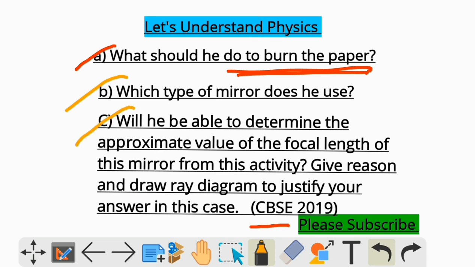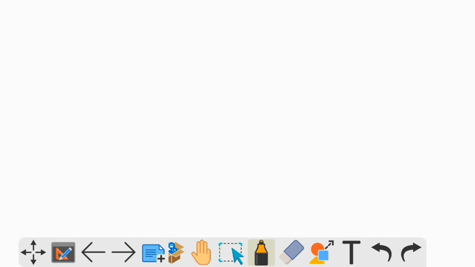Now question C. Will he be able to determine the approximate value of the focal length of this mirror? So, by using this activity, whether he is able to measure the focal length or not, approximate value is enough, it seems. Give reason and draw any ray diagram to justify your answer in this case. So, you have to draw a ray diagram to justify this answer. What ray diagram you have to draw? You have to choose. Understood? Now, let's see. First, you know the ray diagram to find the focus point, isn't it?